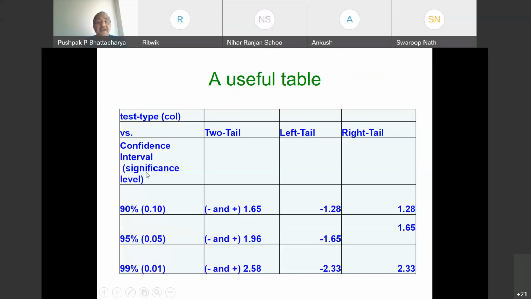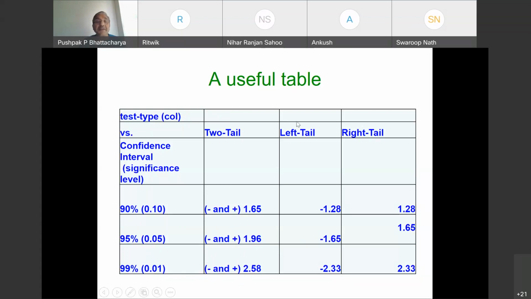Test type versus confidence interval. If we have what is called the two-tail test, then 90% of the area is from minus 1.65 to plus 1.65. For 95%, as we just saw, it is minus 1.96 to plus 1.96. And 99% is minus 2.58 to plus 2.58.